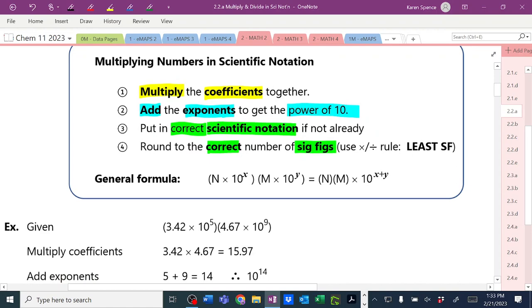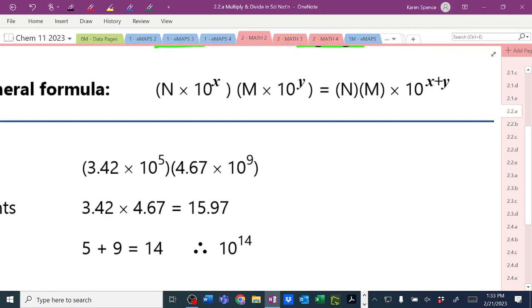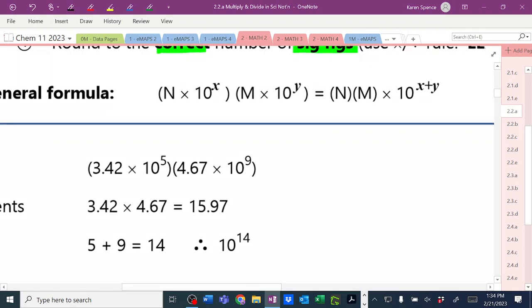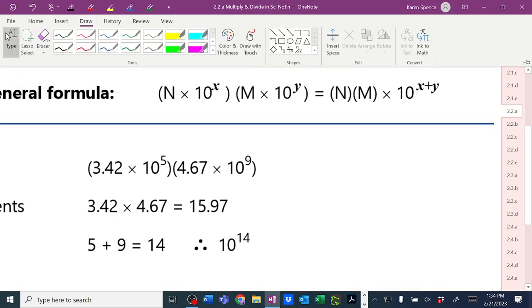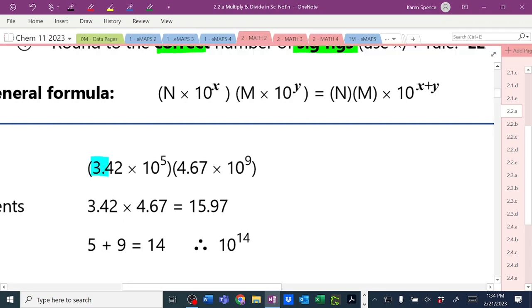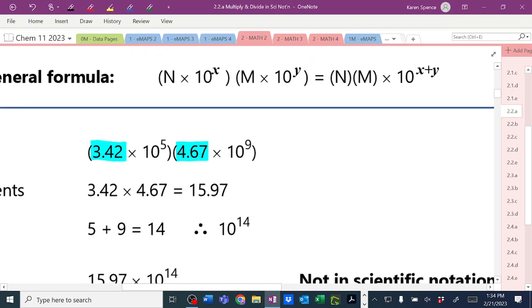So let's try this out. We have our coefficients, 3.42 and 4.67. And we're going to take those separately from the powers of 10 and just multiply them together. Okay, so we're taking our 3.42 and our 4.67, we multiply them together and we get 15.97. This is page 24.